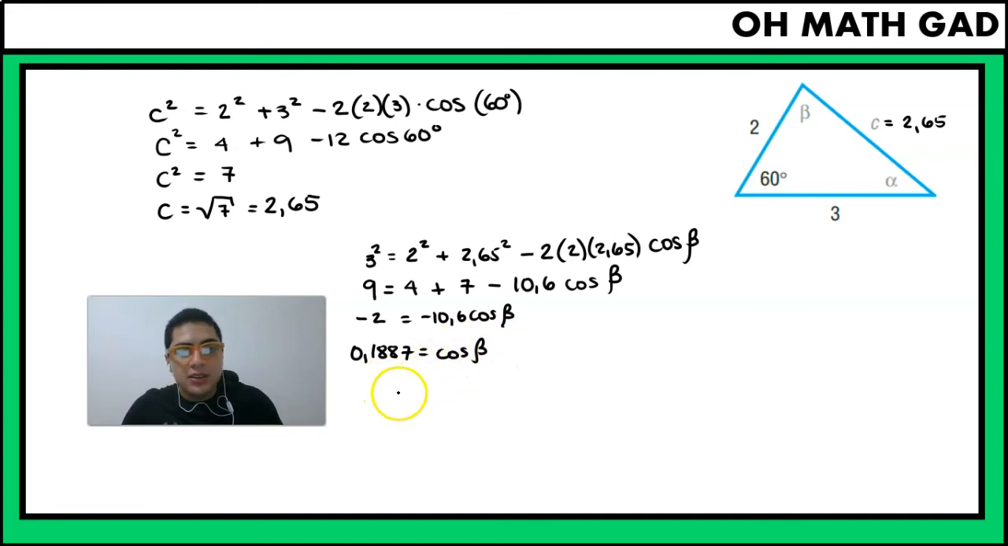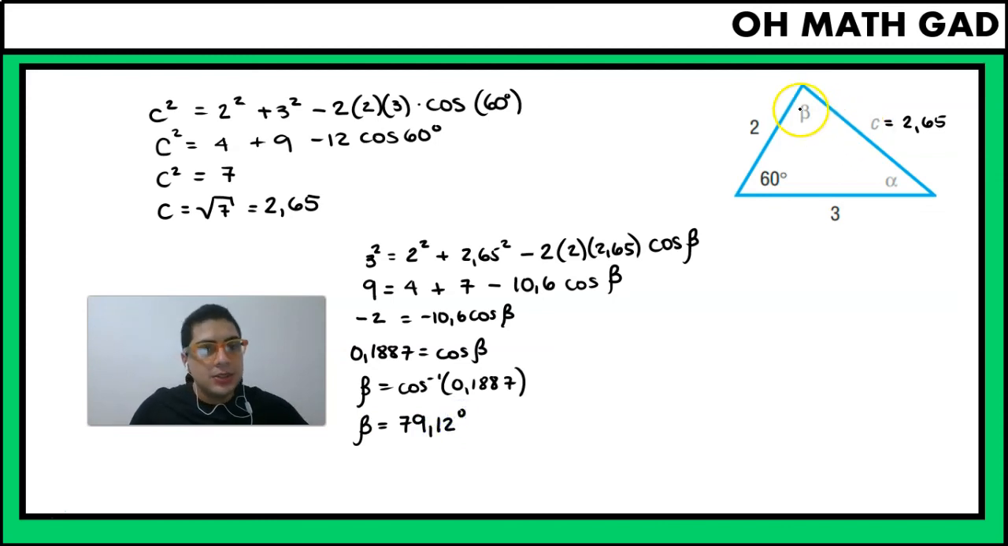So if I want the value of beta, I have to move that cosine. So cosine inverse of 0.1887, and that is going to give us a value for beta of 79.12 degrees. Okay, so again, we know the value of beta as 79.12 degrees. And we're missing just one value, which is the value of alpha.